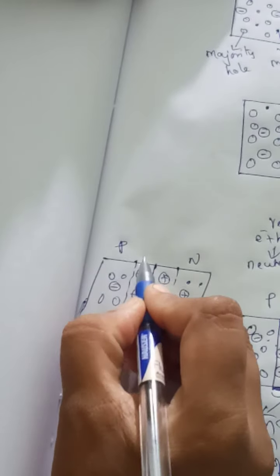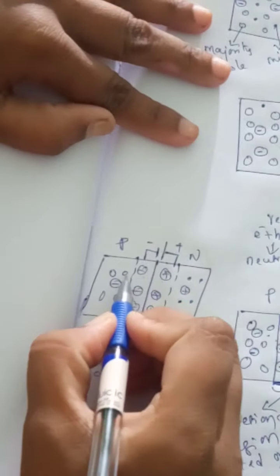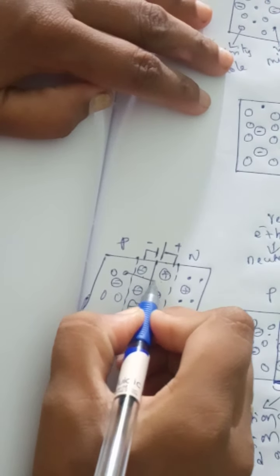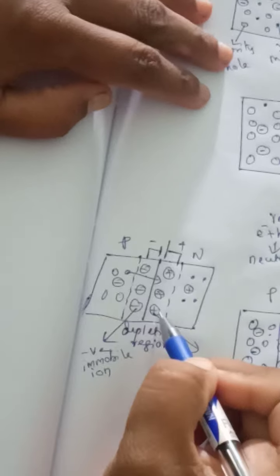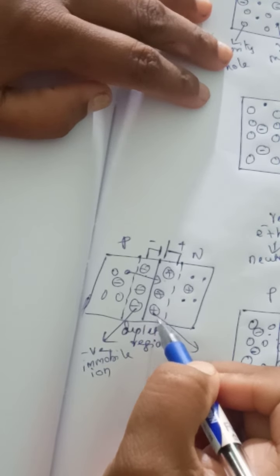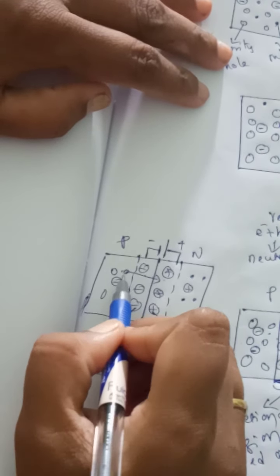So only a charge free region has formed, depleted of charge carriers, called the depletion region. Here we find negative immobile ions, and here positive immobile ions. Now a hole from p tries to cross the junction and enter n, but it cannot. Why? Because nearby the junction in the n region we find positive donor ions, which repel the hole and do not allow it to enter the n region.